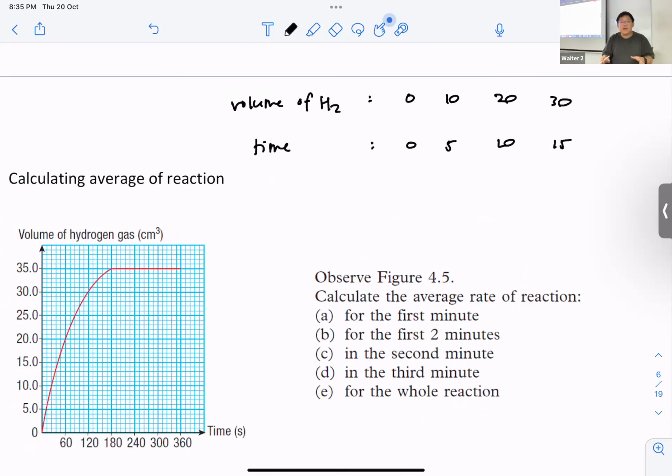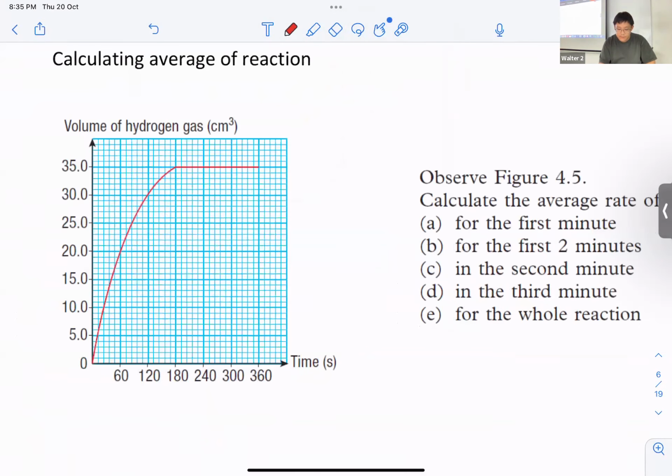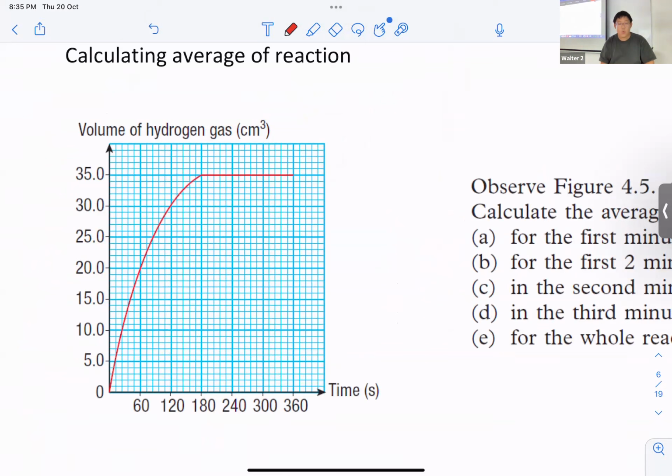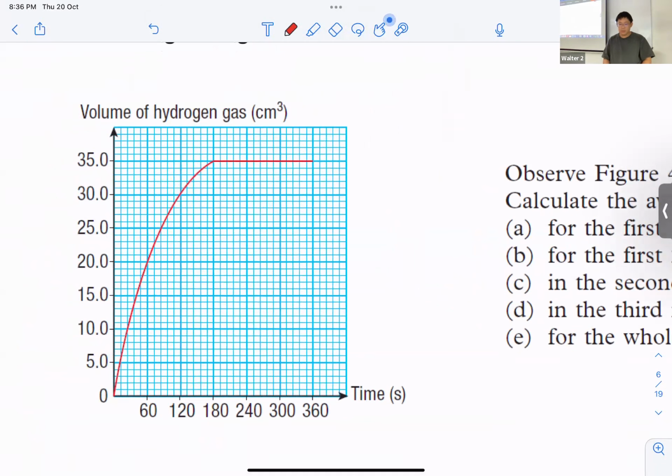Now, assuming that we skip the data part and we have plotted the graph already, how can we calculate the average rate of reaction for different cases like this? Let me remind you one more time. See this graph plotted for you already. When is the reaction complete? At 180 seconds, correct. The point where it begins to turn flat is the end of the reaction.